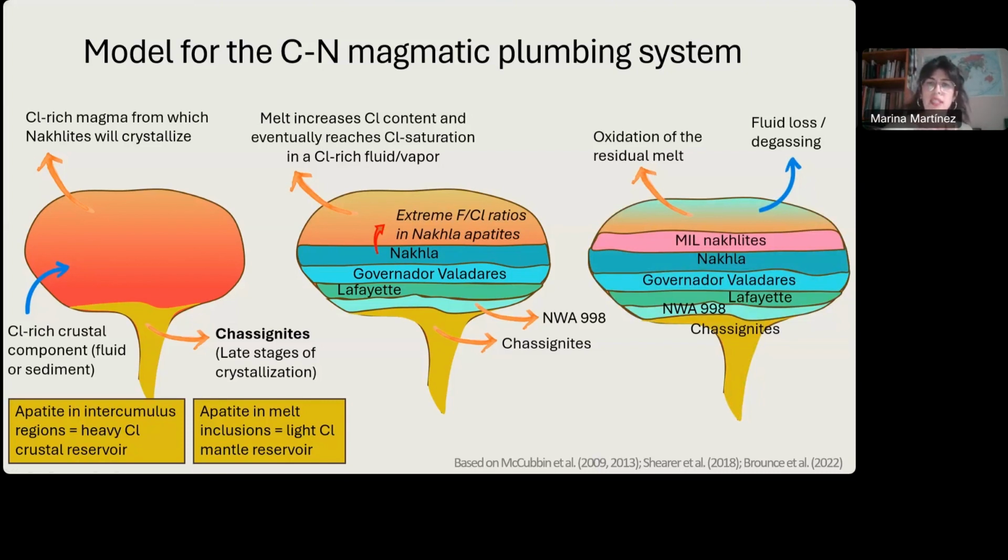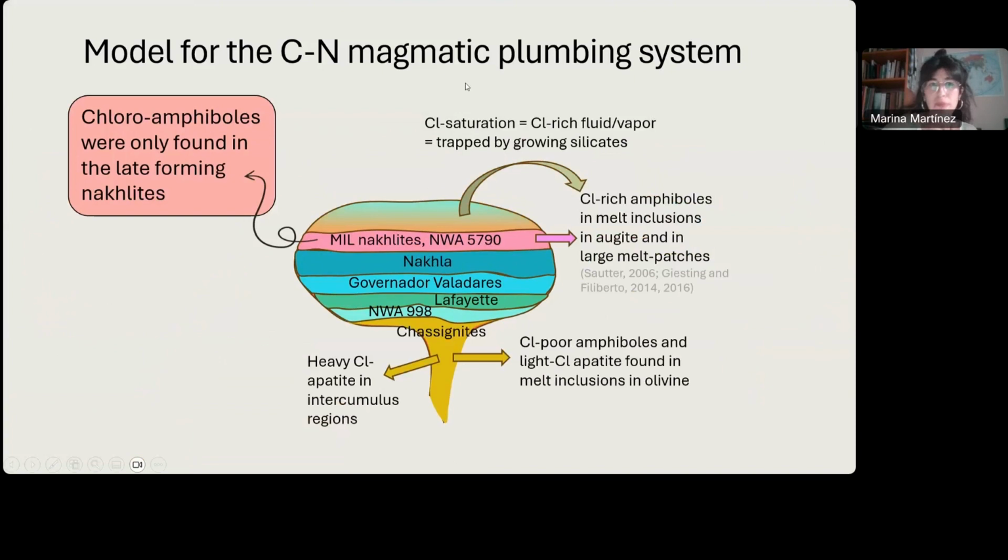And so this is, well, a very simplified model, but here I'm showing that chloroamphiboles up to that moment were found only in late forming nakhlites, the Miller Range nakhlites and Northwest Africa 5790. They were found in augite and in large metal patches. And then in the chassignites, the amphiboles were chlorine poor, were kaersutite, and we had the light chlorine apatite.